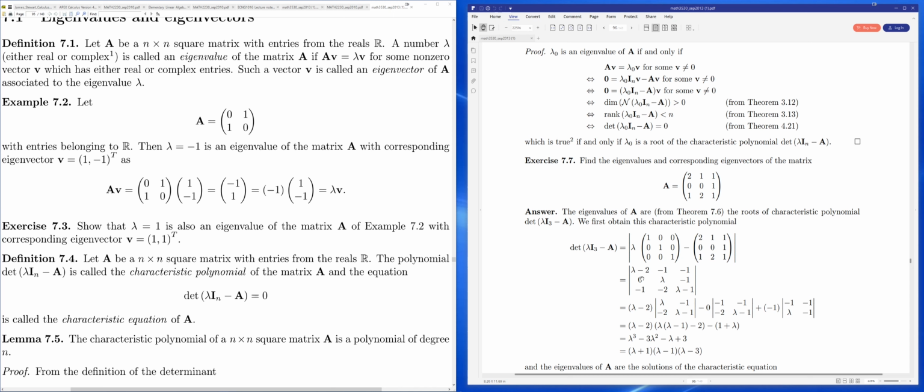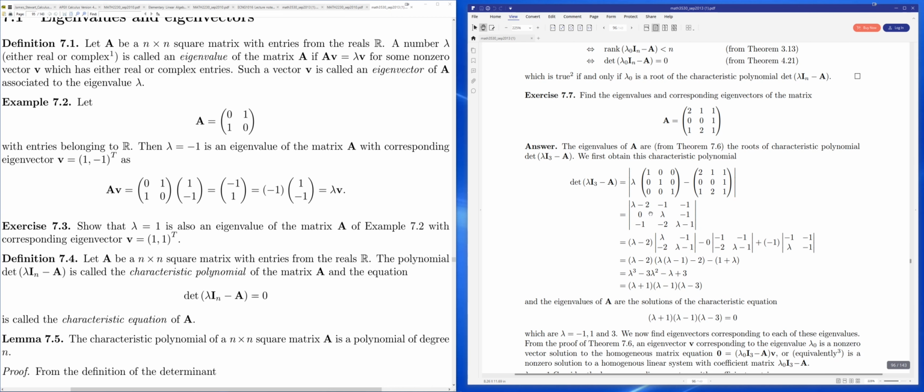Once you have this lambda I3 minus A, you take the determinant of it. As I said, we don't want to use row operations to do this, so we're just going to use a cofactor expansion. In this working, I'm expanding along the first column. So you're going to get lambda minus 2 times the determinant of this 2 by 2 submatrix, plus 0 times the determinant of a 2 by 2, and then minus 1 times the determinant of a 2 by 2.